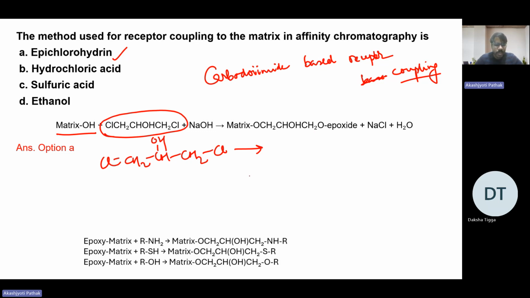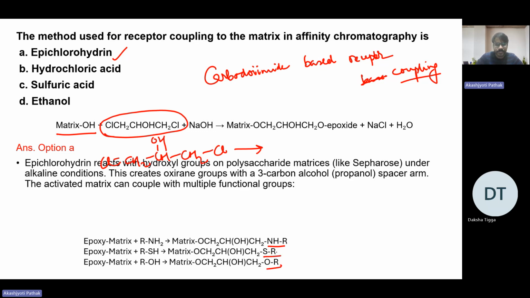So you can have different linkages, as I was saying. This is an amine linkage. This is a thiol linkage. This is an ether linkage. The same thing has been explained here: it reacts with the hydroxyl group on polysaccharide matrices. So the polysaccharide matrix has a free hydroxyl group, and this molecule will go and react with that hydroxyl group, and then you will get this molecule.